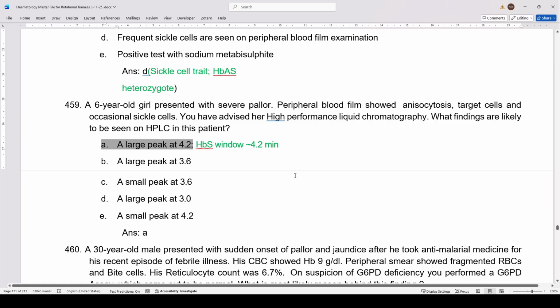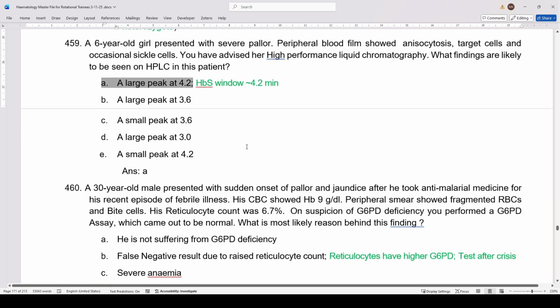And next is a 6-year-old girl presented with severe pallor. Peripheral smear shows anisocytosis, target cells, and occasional sickle cells. You have advised her high performance liquid chromatography (HPLC). What findings are likely to be seen in HPLC in this patient? So, in HPLC, when there is sickle cell disease, we will see a peak in the HbS window, that is around 4.2 minutes. Just remember this thing, because HPLC is again a separate topic. I want to explain that, but it will take a lot of time and we will not be able to complete these MCQs. So just remember that in case of HPLC, you will see a peak in the HbS window.